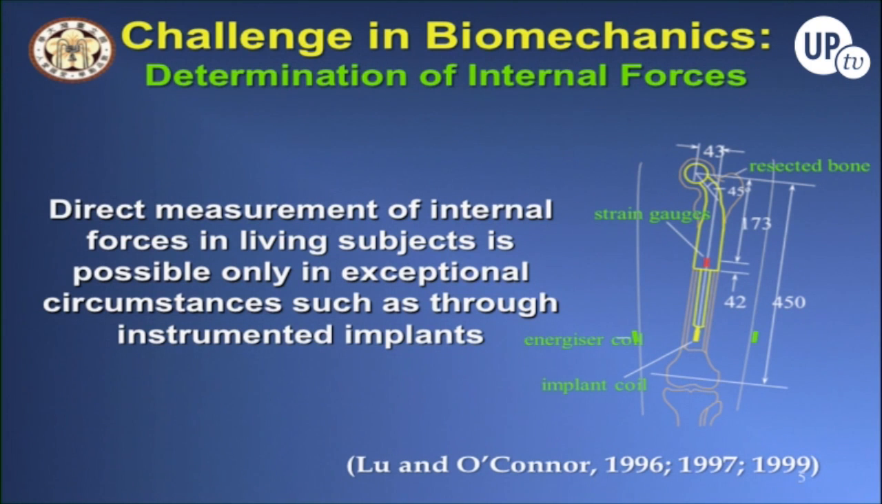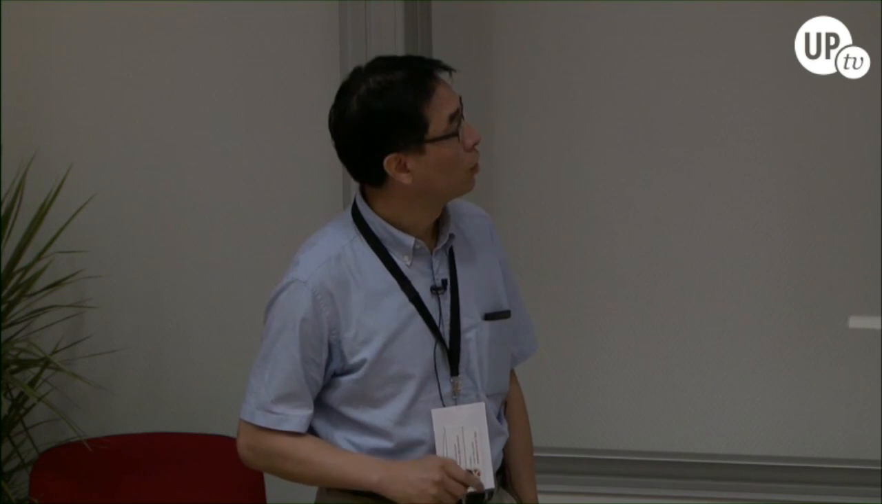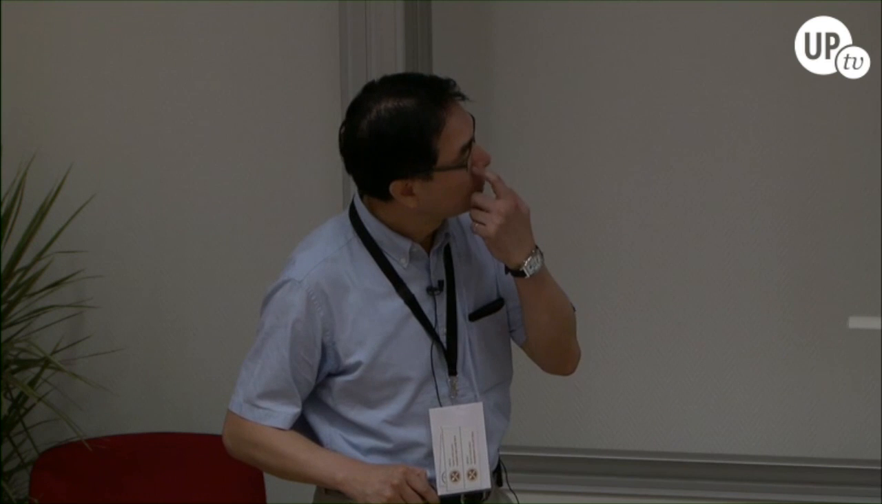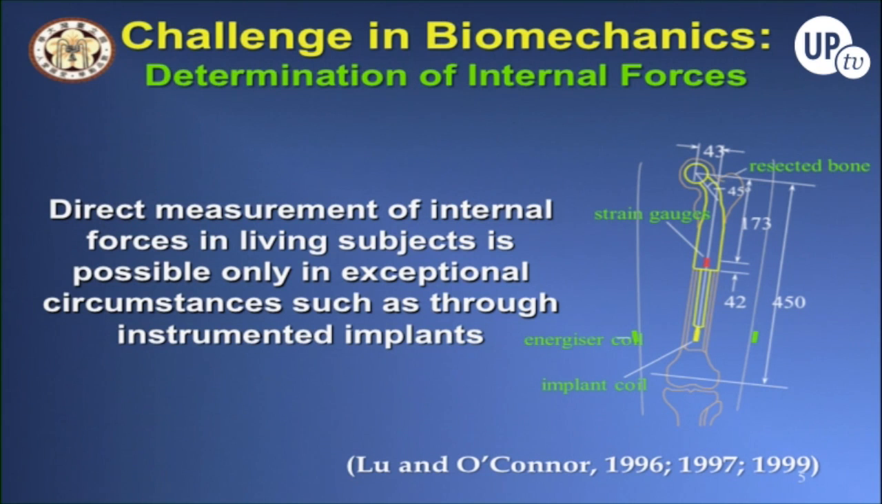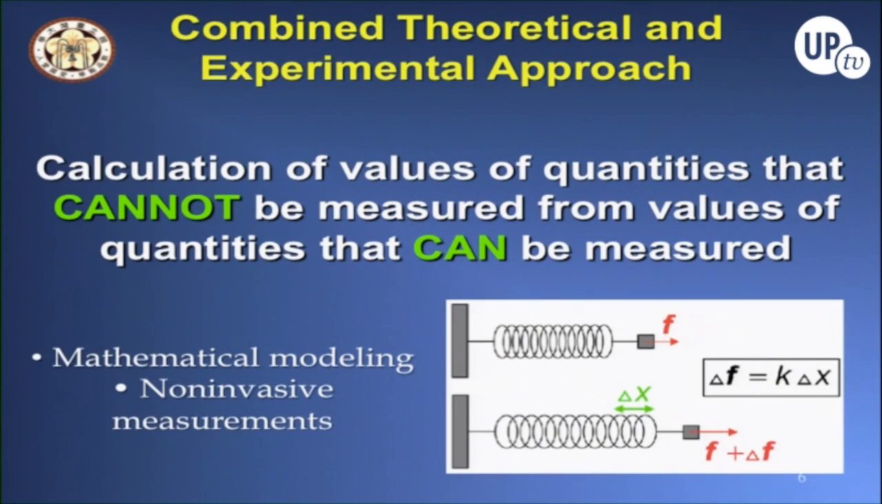The reason being that direct measurement of internal forces in living subjects is only possible in exceptional circumstances, such as through instrumented implants. Back in 1990s, I developed an instrumented prosthesis where we inserted a massive femoral prosthesis into the patient with bone tumor. And we put strain gauges, and then we can measure in vivo the forces transmitted in the prosthesis. And other than that, it is very difficult to actually measure the forces inside the body.